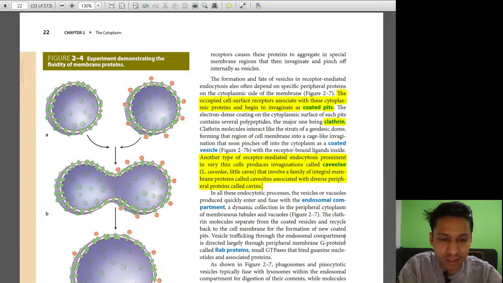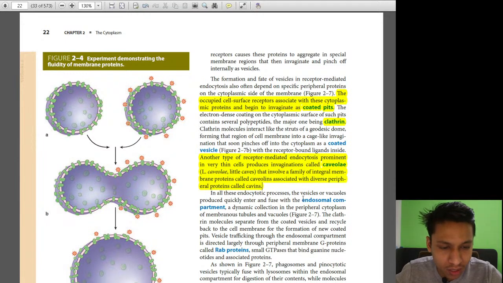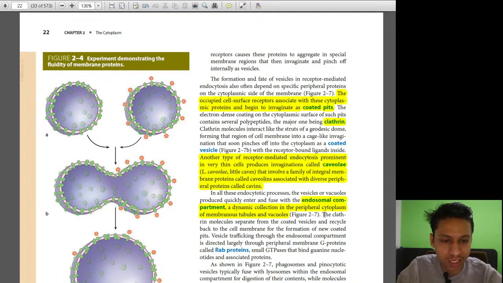Okay, so let's get back. What are endosomal compartments? It's a dynamic collection of peripheral cytoplasm of membranous tubules and vacuoles. It's called endosomal compartment. Let's highlight this. So these vesicles that we just created come and get fused with this endosomal compartment. It is basically a dynamic collection of this type of vesicles and vacuoles.